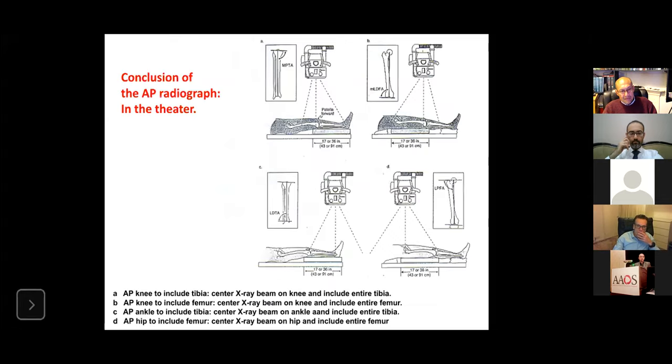This could be repeated also in the operating theater. If we have no torsional deformity, we can use the anteroposterior for the knee. If we have torsional deformities, we should have the hip forward projection, as in the photo down on the right. The X-ray tube is centered over the hip. And for the ankle forward projection, the photo down and to the left, the X-ray tube is centered over the ankle. This is very important to avoid having oblique or scattered rays giving us improper orientation.